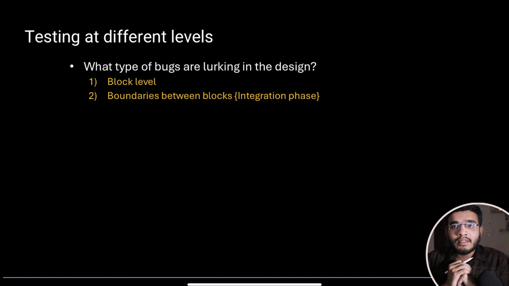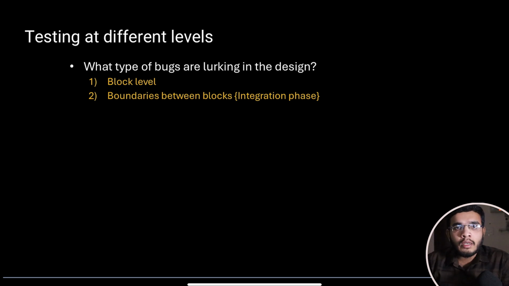So the next one is testing at different levels. There might be different types of bugs in your design, so these need to be analyzed at different levels. One can be block level and the other one can be at the boundaries of each block. By block level I mean, let's say I have a simple adder, a simple ALU.